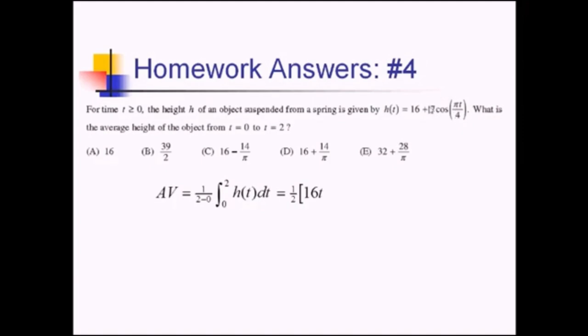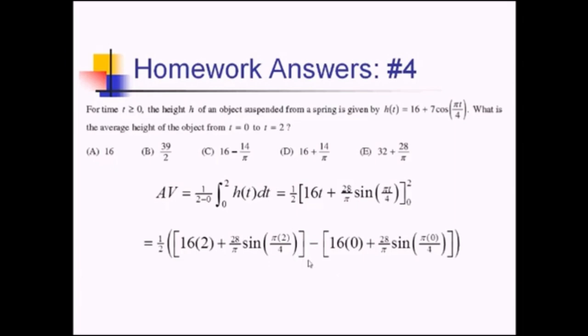So this is going to be 28 over pi sine of pi t over 4. And that's all going from 0 to 2. All right, well, at this point, let's go ahead and plug in 2 and 0. We'll just leave the 1/2 out there. So we've got all this stuff with 2 plugged in minus all of this stuff with 0 plugged in.